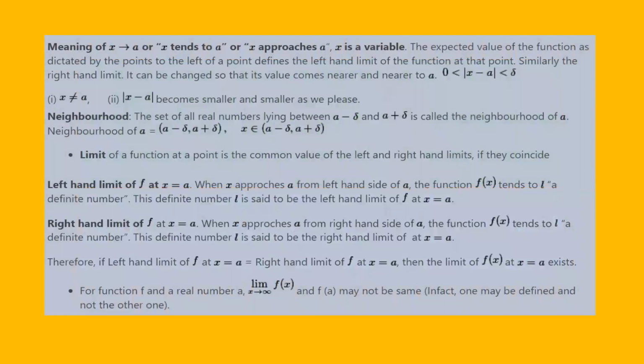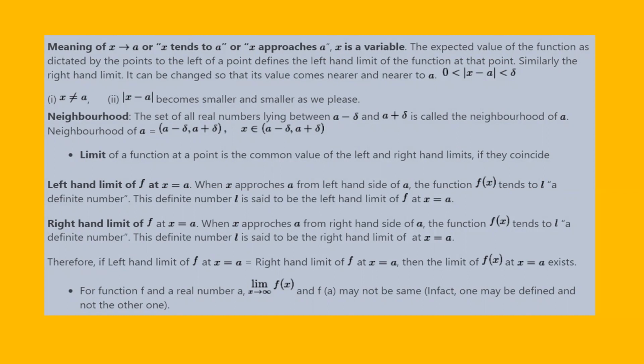Meaning of x tends to a, or x approaches a. x is a variable. The expected value of the function is dictated by the points to the left of a. This defines the left hand limit of the function at the point. Similarly, for the right hand limit, x can be changed so that its value comes nearer and nearer to a. That means 0 < |x - a| < delta, and x not equal to a.